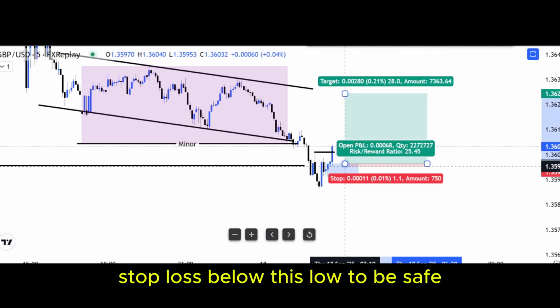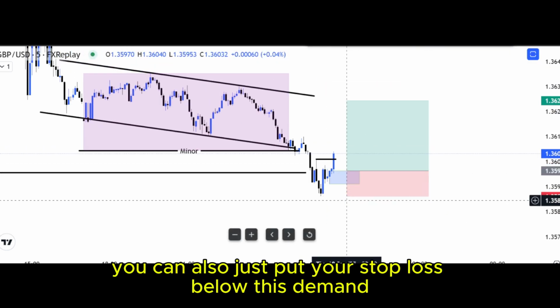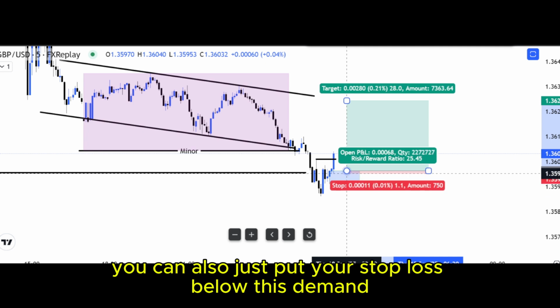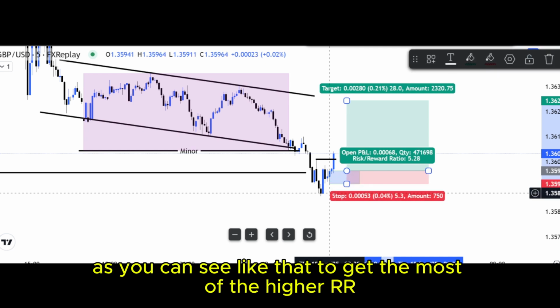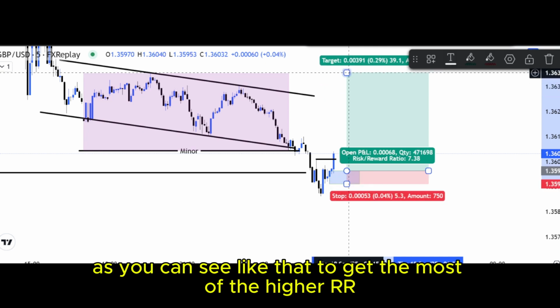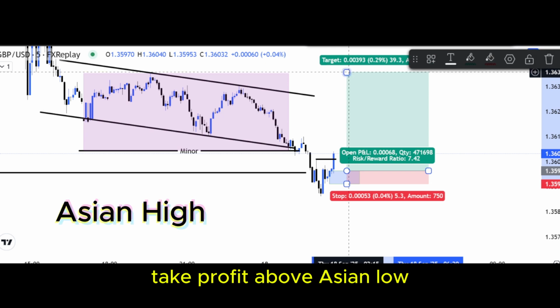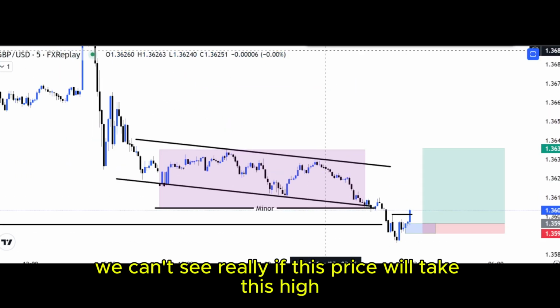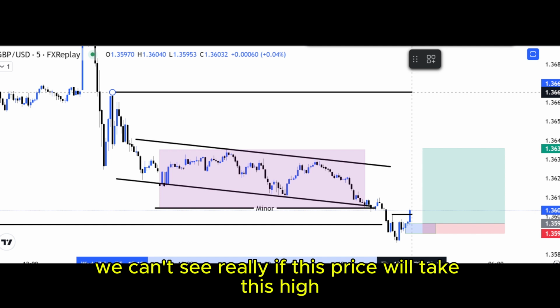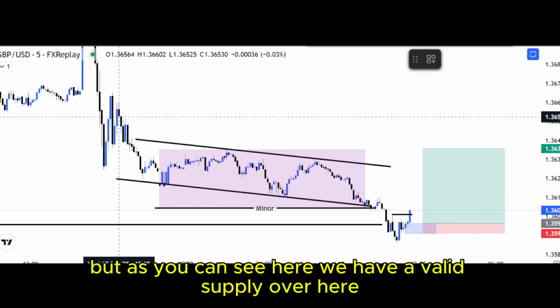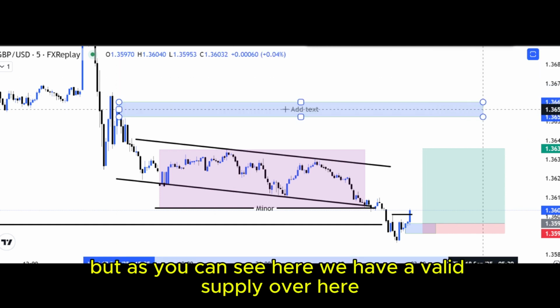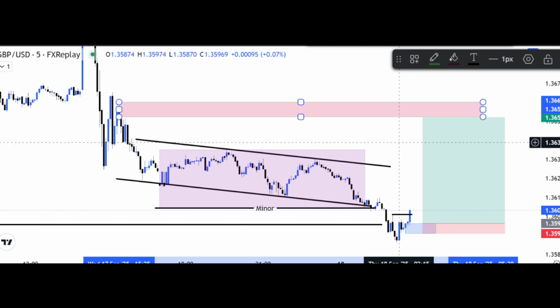Stop loss below this low to be safe. You can also just put your stop loss below this demand, as you can see, like that, to get the most of the higher RR. Take profit above Asian low. You can also target, we can't say really if this price will take this high, but as you can see here, we have a valid supply over here. We can target this supply.